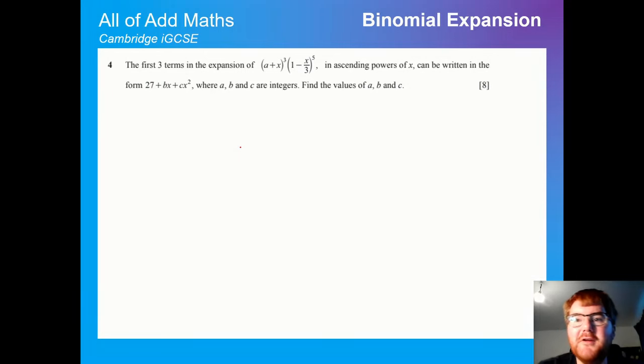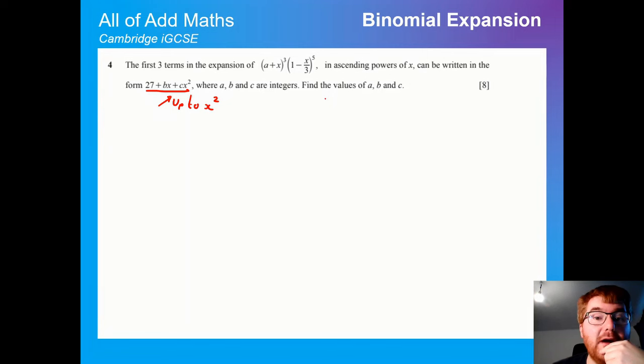Okay, and on to the binomial expansion part of this video. Very important if you're going to IB, analysis and approaches, or any of the A-level courses. So the first three terms in the expansion of (a + x) to the power of 3, times (1 - x/3) to the power of 5, in ascending powers of x, can be written in this particular form, up to x squared, which is going to be important later on, where a, b, and c are integers. So if we don't get integers, bad things are happening. And we somehow need to find what a, b, and c are. Now, the first thing I notice is this up to x squared. So I've got these expressions here.